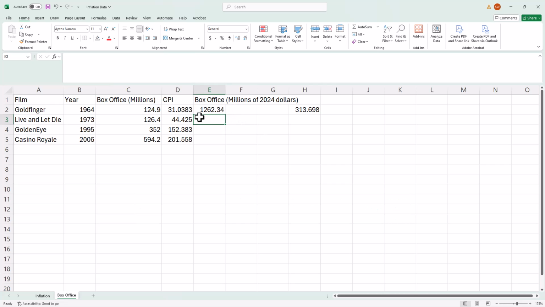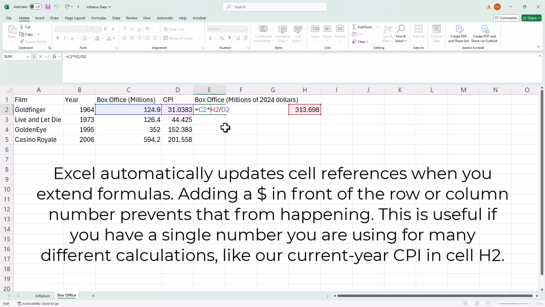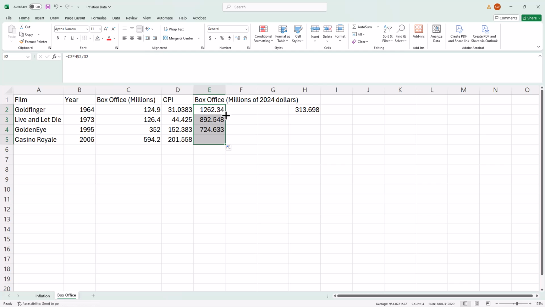give us our answer. Since 1964, the price level in the United States has increased by more than 10 times. And so 124 million back in 1964 is over $1.2 billion in today's money. We're going to copy this formula down, but before we do that, we're going to need to make one small adjustment here, which is to add a dollar sign in front of the row number for our current year, because we don't want Excel to adjust into the empty cells down below. Then I'm going to copy this formula all the way down, and we're going to get all of our numbers.